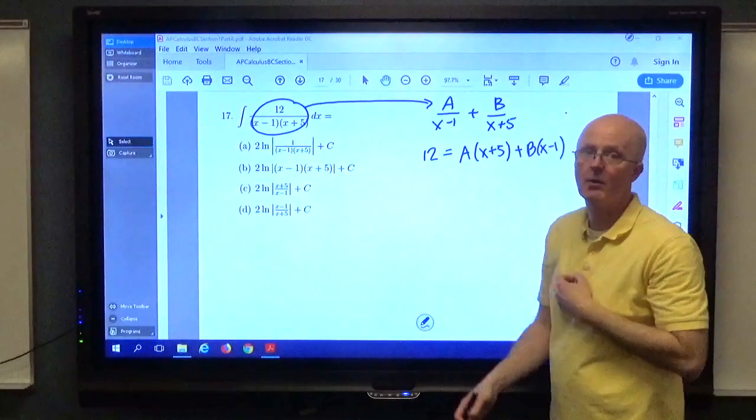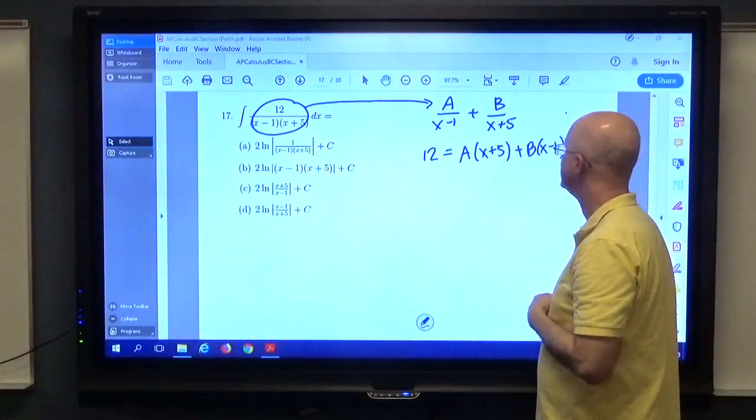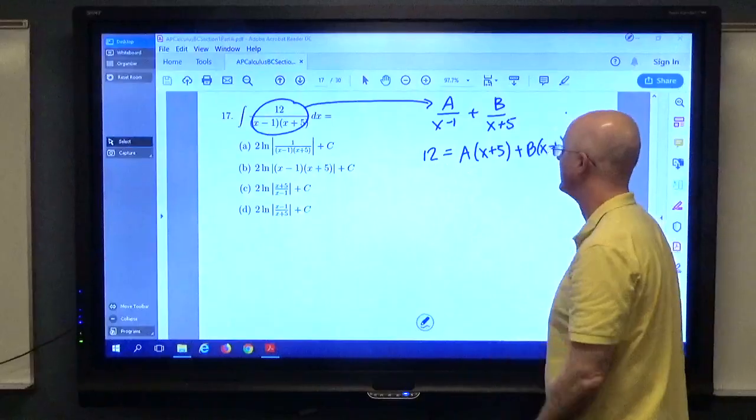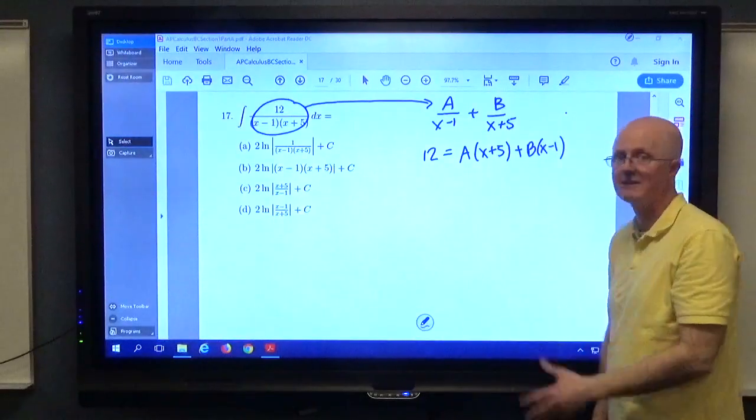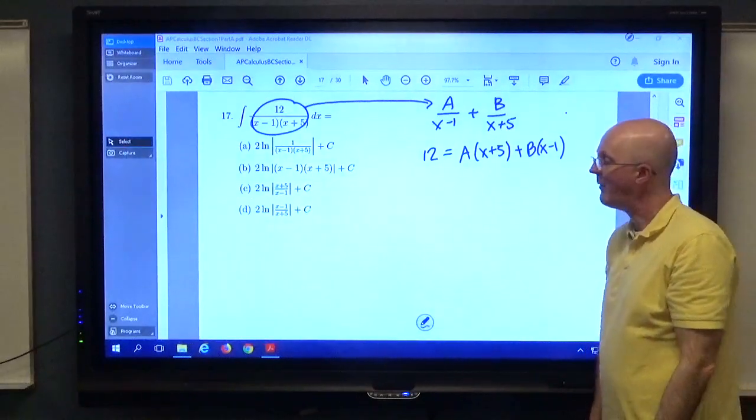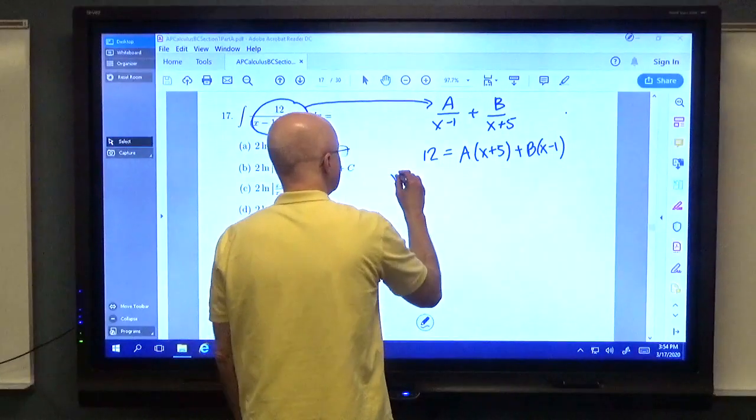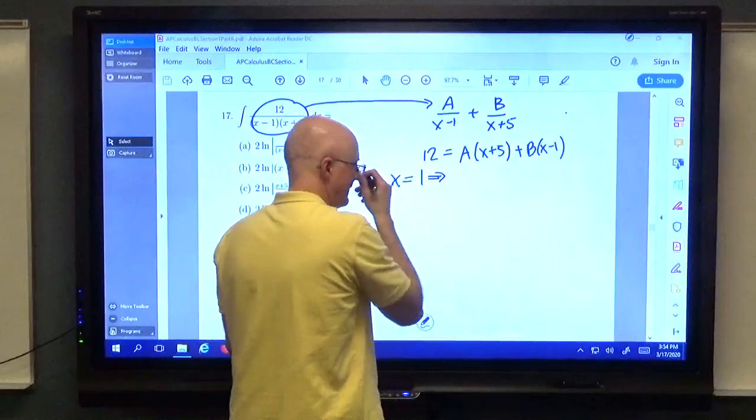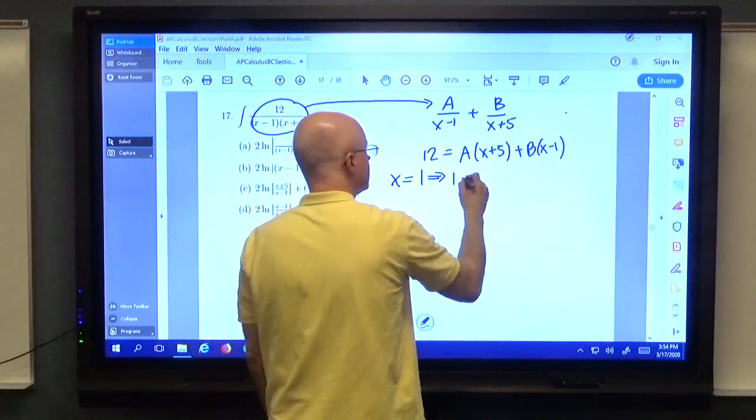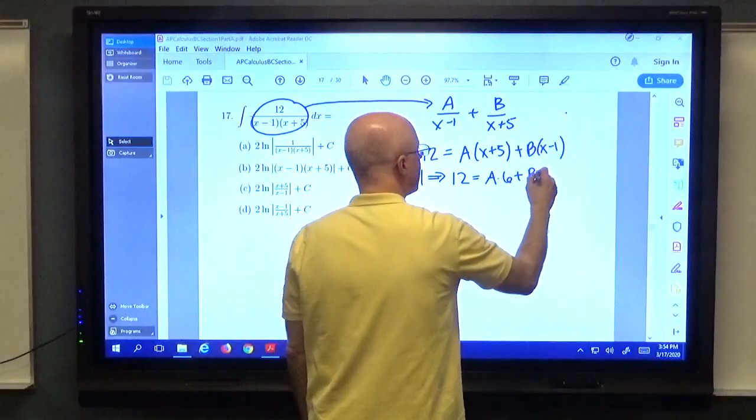That will give you a system of equations that have to be true. A plus b would have to be 0 because there's no x term there. 5a minus b would have to equal 12, and you'd solve that system of linear equations. However, there's a trick you can use to solve for a and b more quickly. If you plug in x equals 1, for example, that'll allow you to solve for a more quickly because the b term will go away.